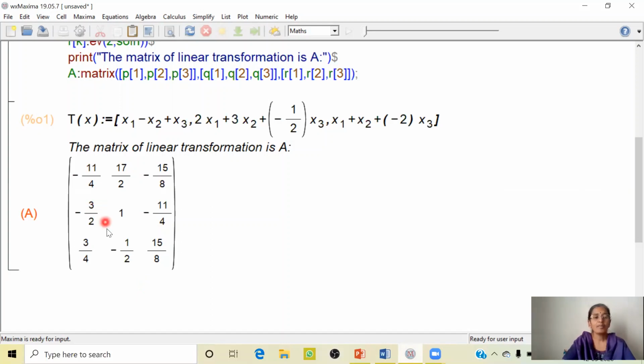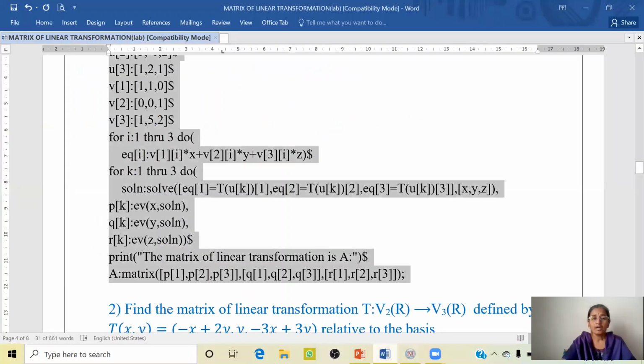That is minus 11 by 4, minus 3 by 2, 3 by 4, 17 by 2, 1, minus half, minus 15 by 8, minus 11 by 4, and 15 by 8. And so this will be the required matrix of linear transformation. Now let us go back to the other problem.